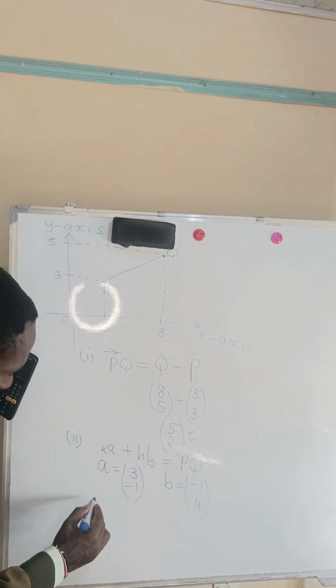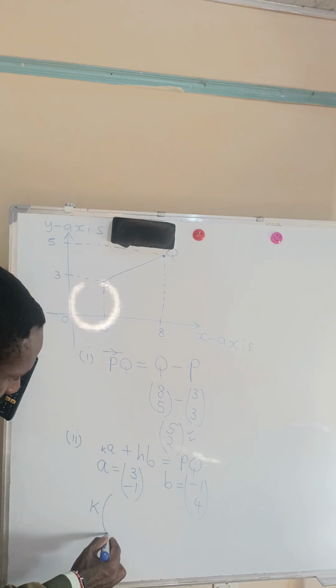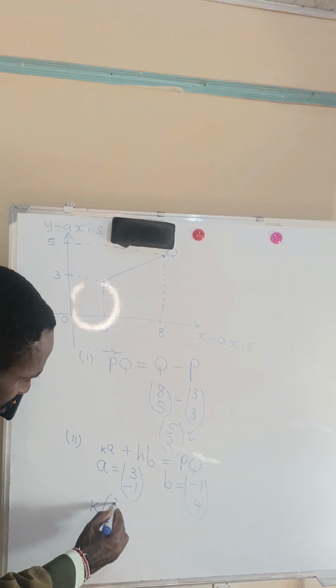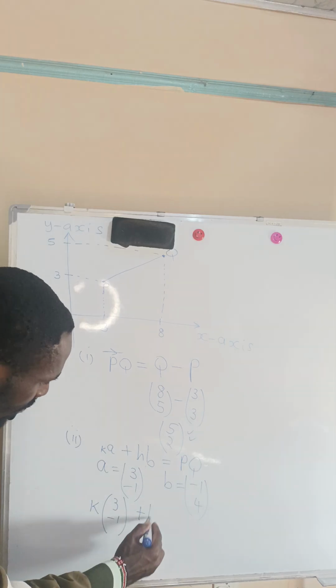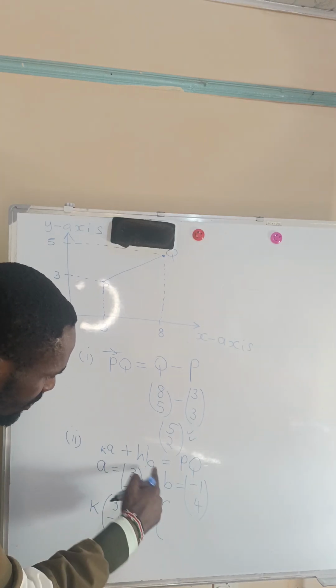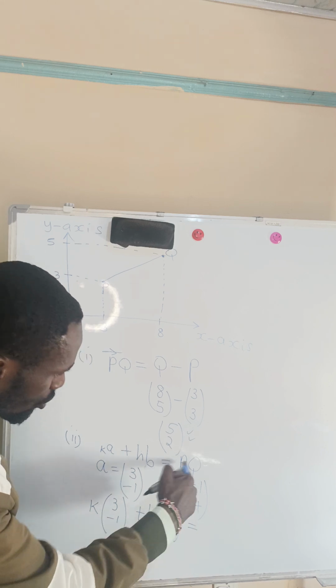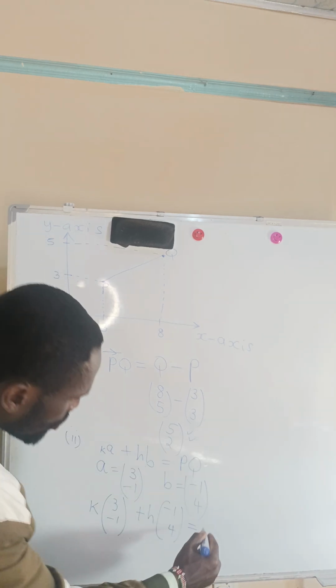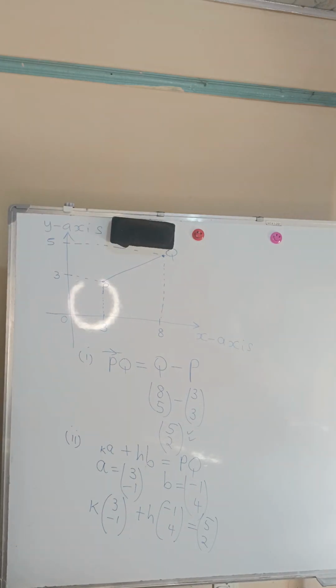We shall just say K, the constant that we're looking for in terms of its value, into A. And A is 3, negative 1. Then plus H, our other constant, into B. And our B is negative 1, 4. The answer must be equal to PQ. And our PQ is 5, 2 as a column vector.